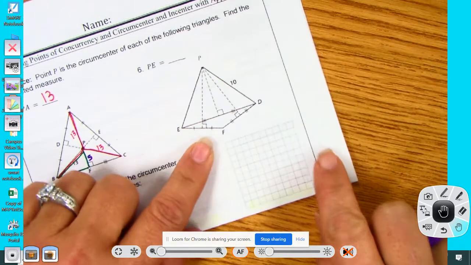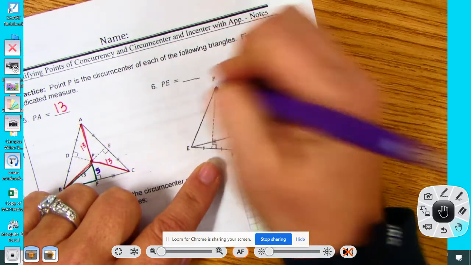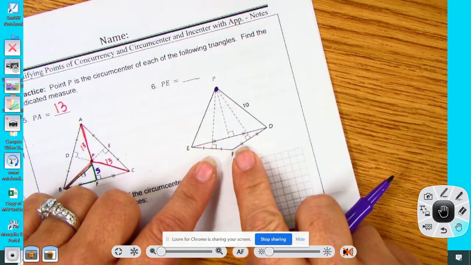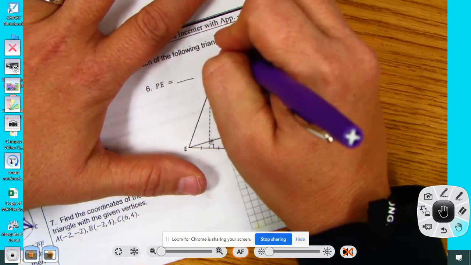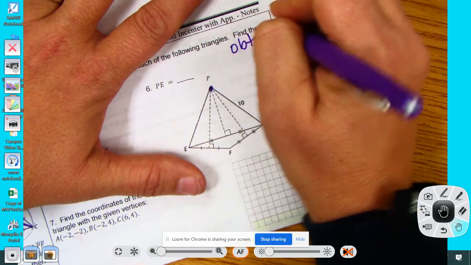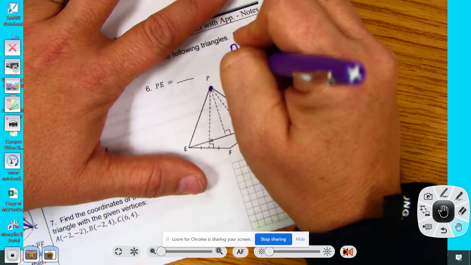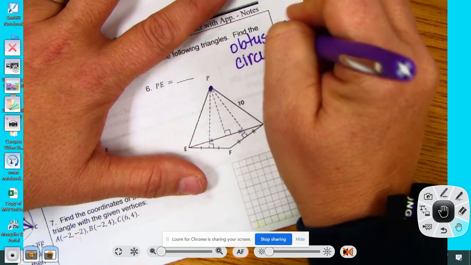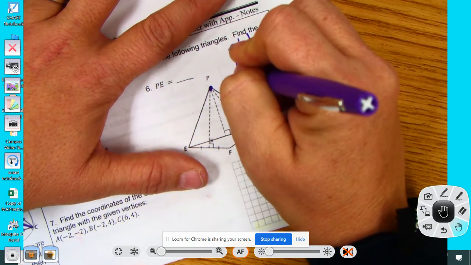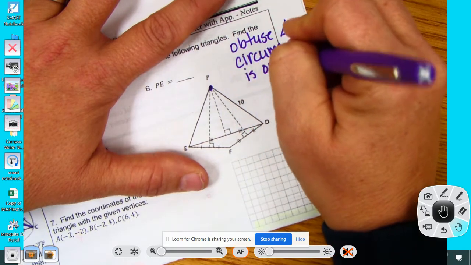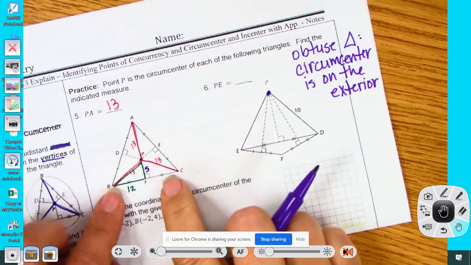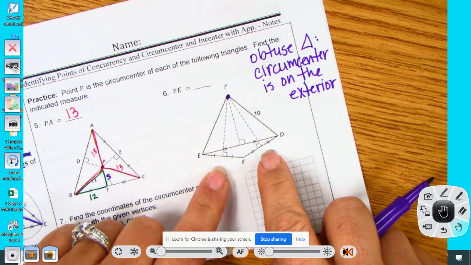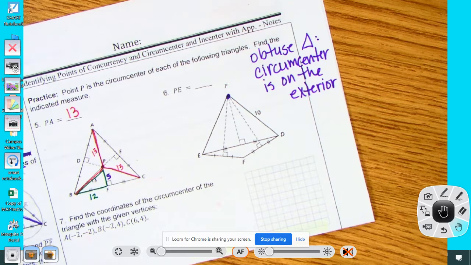Okay? Same thing over here. Point P. Please note, when you have an obtuse triangle, your circumcenter is outside the triangle. So make a note. Obtuse triangle, circumcenter is on the exterior. So if you have an acute triangle, it's on the inside. And if you have an obtuse triangle, it's on the outside. And when you have a right triangle, it's somewhere else. And I'll show you that in a second.